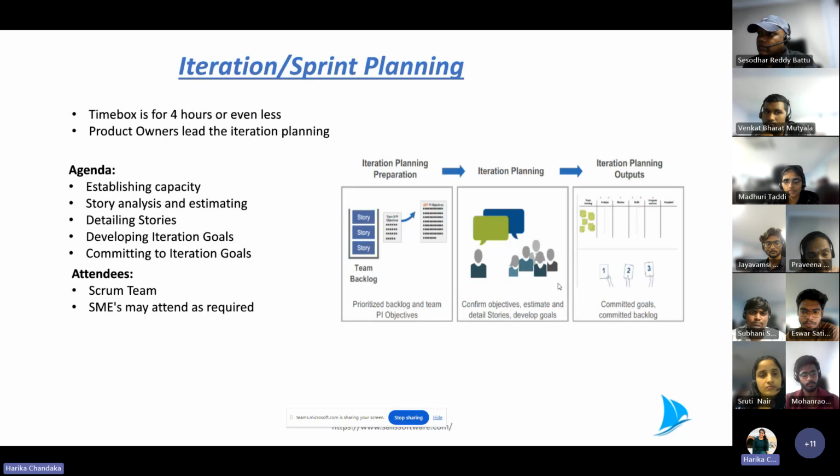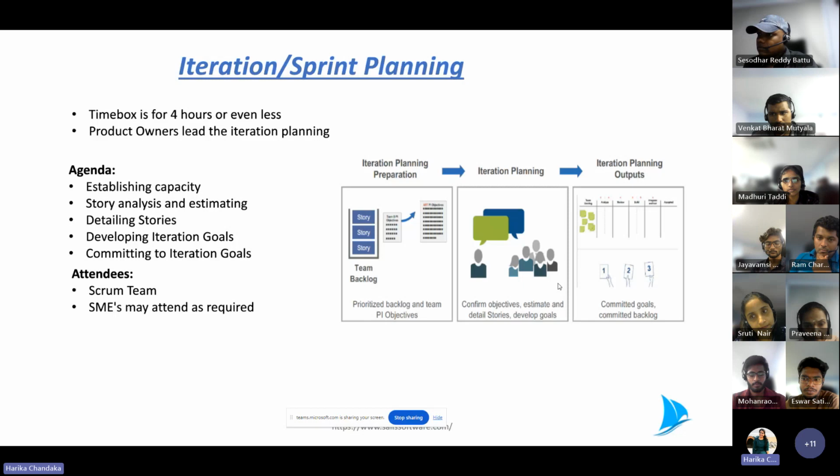So the first ceremony for a sprint is sprint planning. The time box is usually 4 hours or even less based on the team strength. Ideally, the product owner would be leading this iteration planning meeting. While discussing sprint planning, it'll obviously take more time, but I'll try to brief each line within just two statements, and in case anyone has any questions, we can discuss further.